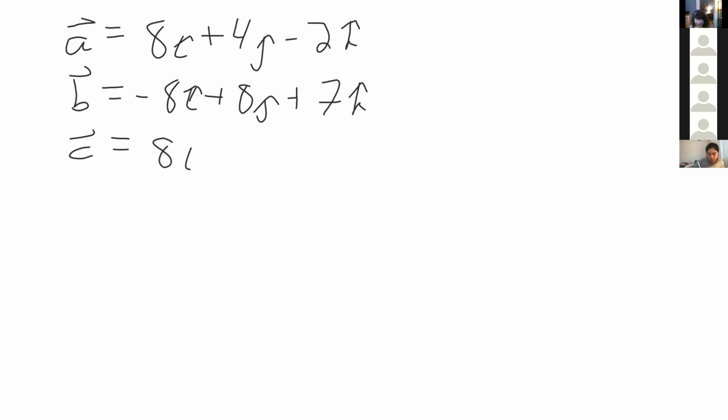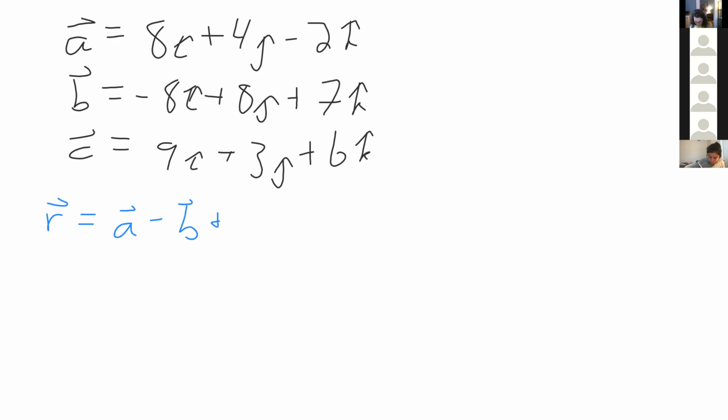And then for vector C, we'll call this 8i, no, we probably need a different value. Let's call it 9i plus 3j plus 6k. Okay. And the first part, we get to do A, B, and C all at once here, is we need to calculate this new r vector. And they define the r vector as being A minus B plus C.